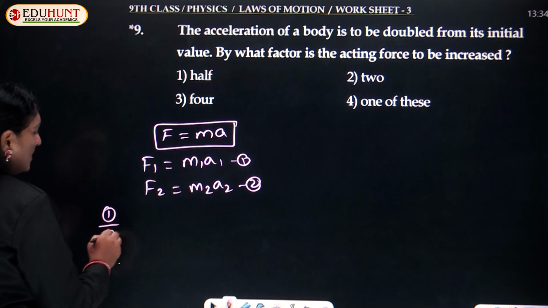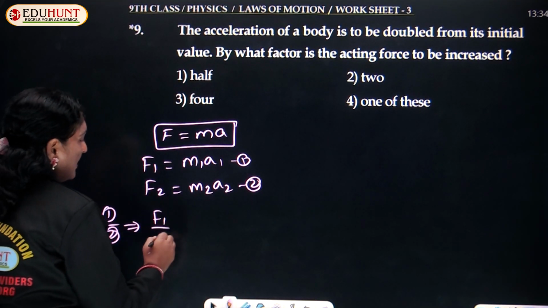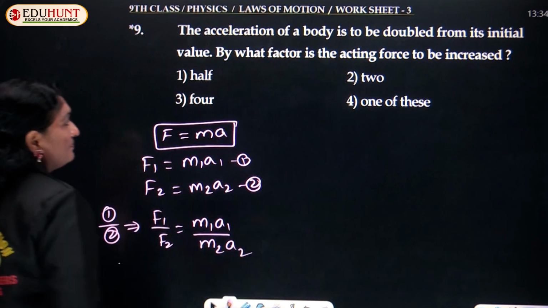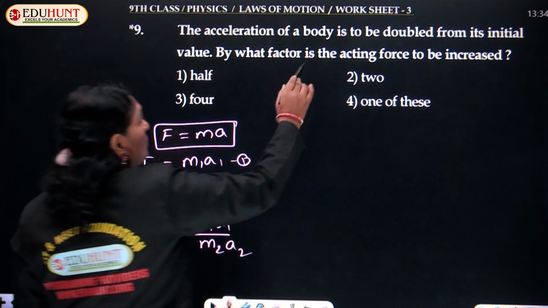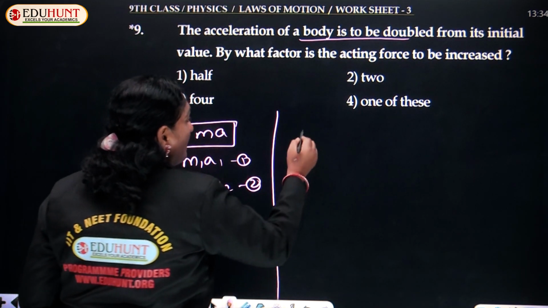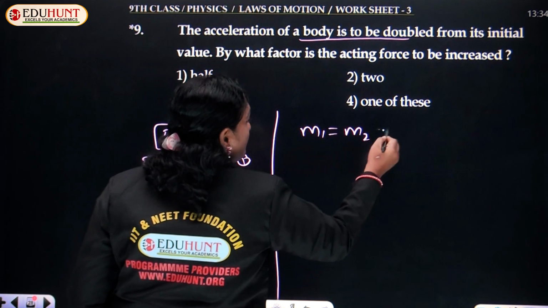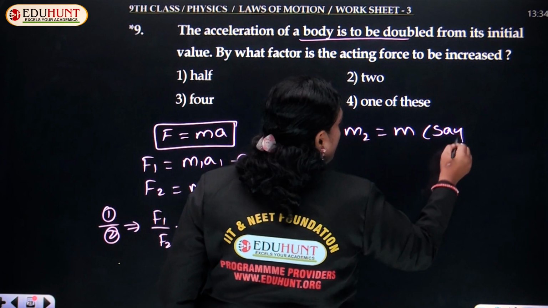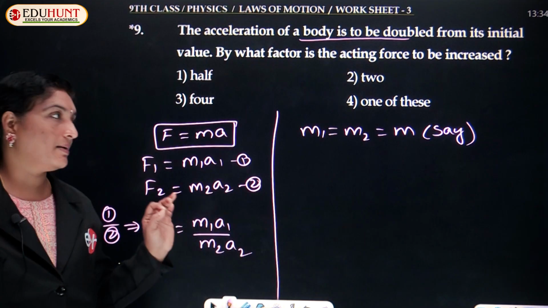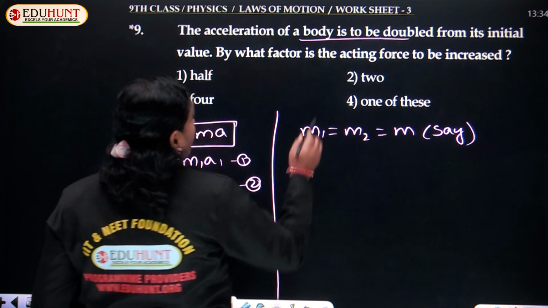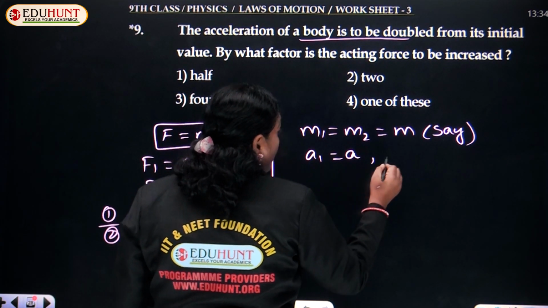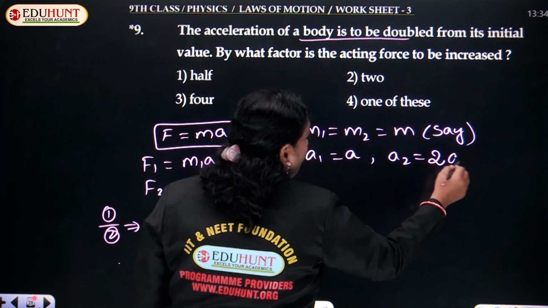Dividing these two equations with one another, we have F1 by F2 equals m1a1 by m2a2. But what is given? The acceleration of a body is to be doubled. The body remains the same, which implies mass m1 equals m2. Let us suppose this as some m. Mass m1 equals mass m2, let us suppose this as some m. And what else is given? Acceleration is to be doubled. If a1 equals a, then a2 will be double of that previous value.